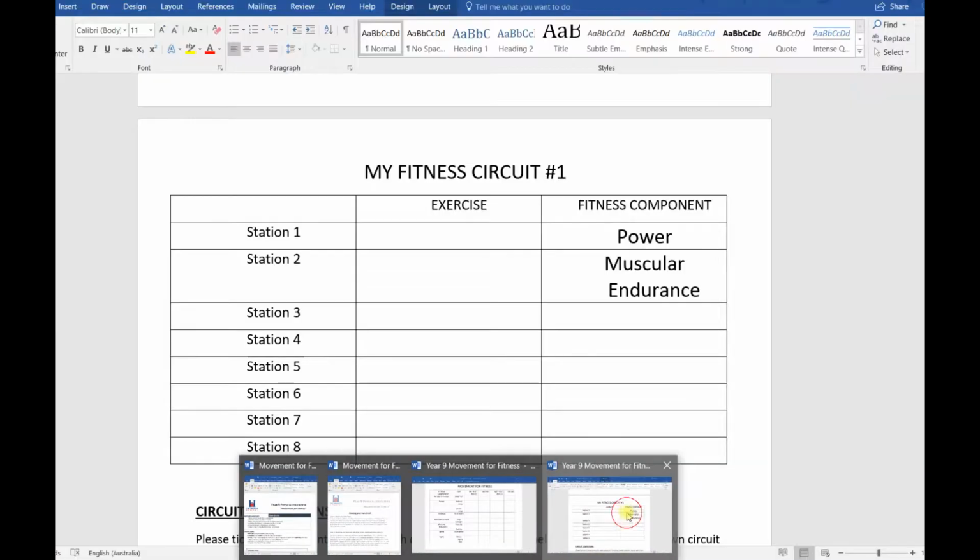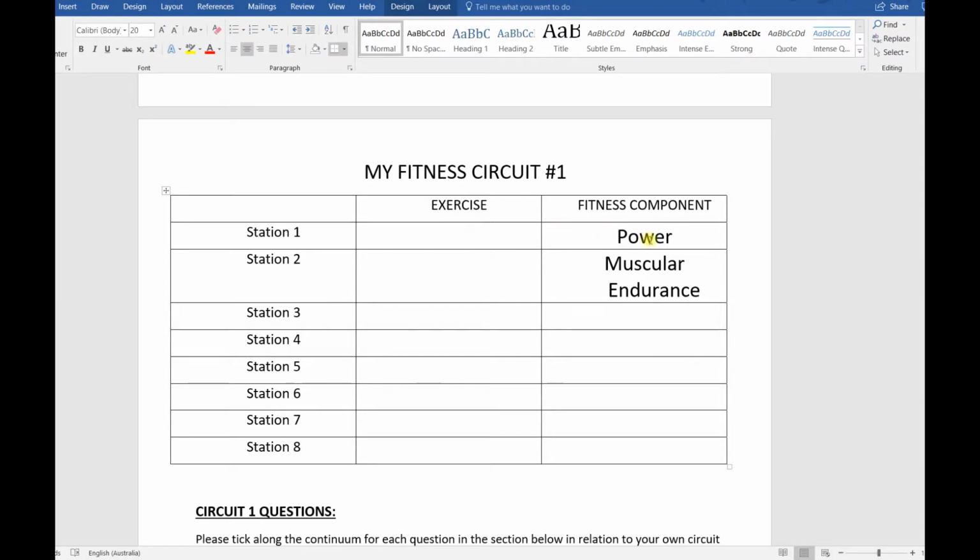So we're going to go back into our document. I've seen a really good exercise that I like, which is our jumping lunges. And now we have made our first station and our first exercise for that station relating to power, which is our fitness component we are wanting to work on. You'll need to continue to head down the page and do some research in order to find different stations that you are wanting to achieve and the various fitness components related to that station.